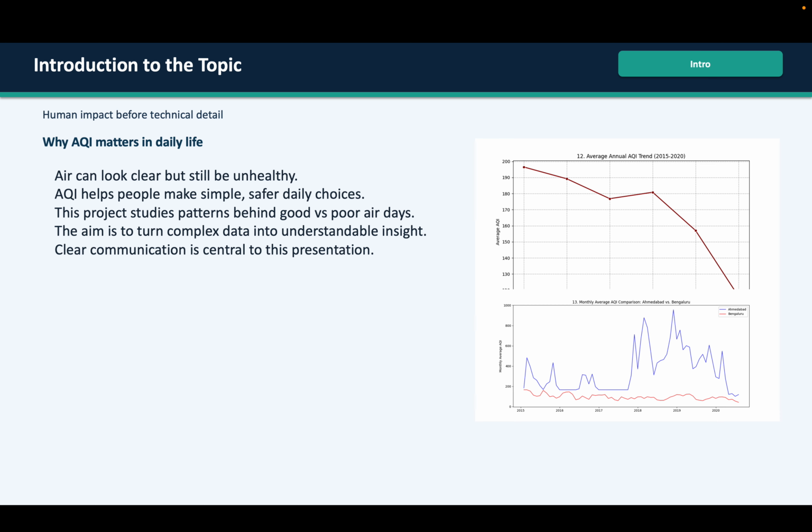So why does this matter? Because you can look into the sky and think that the air is clean, but that is not the case. It can contain harmful effluents and pollutants that can affect your lungs and health and can cause greater risks to your health.